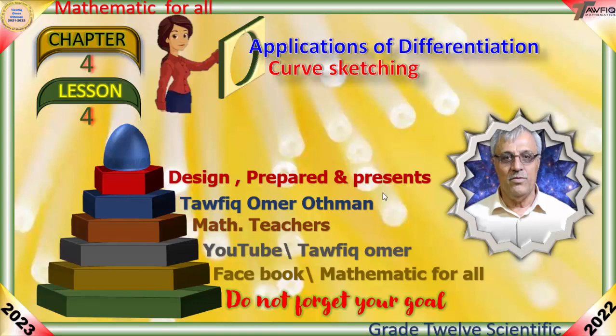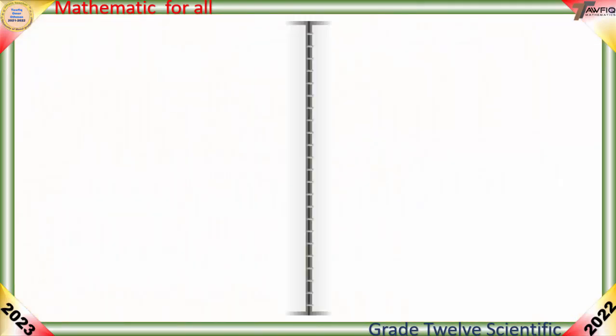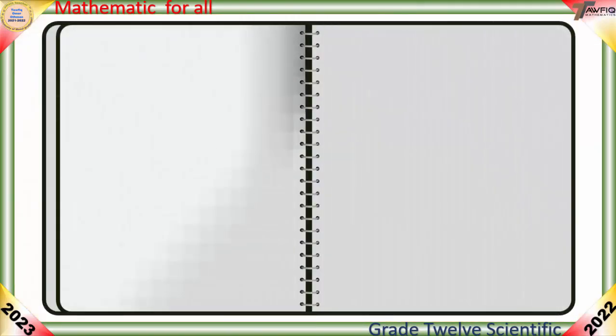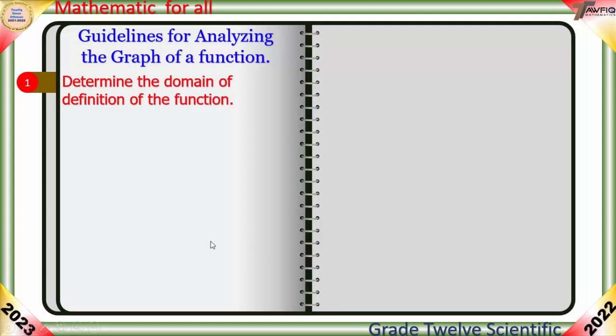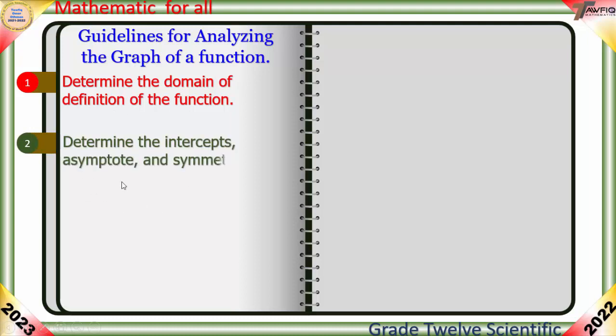Let us start our lesson. Guidelines for analyzing the graph of the function. Determine the domain of the definition of this function. Determine the intercepts, asymptote, and symmetry of the graph.